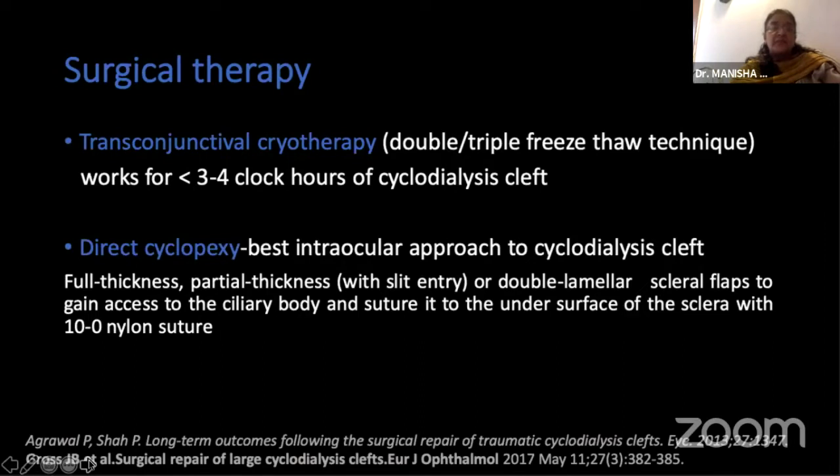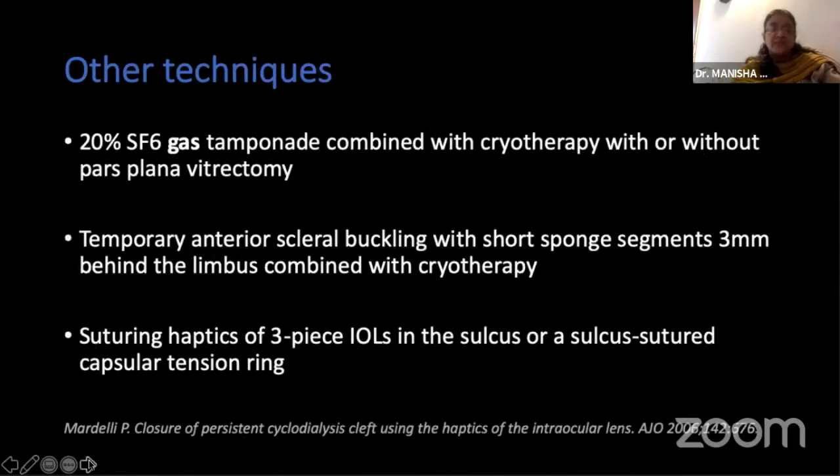The surgical therapy described includes transconjunctival cryotherapy. Even a direct cyclopexy has been described, where you suture the ciliary body back to the scleral spur using a 10-0 nylon suture. Other techniques described are pars plana vitrectomy with cryotherapy and a gas tamponade, and anterior scleral buckling along with cryotherapy. Also, anterior segment surgeons sometimes repair these clefts by putting in a 3-piece IOL along with a CTR and suturing it to the sclera along with the ciliary body.